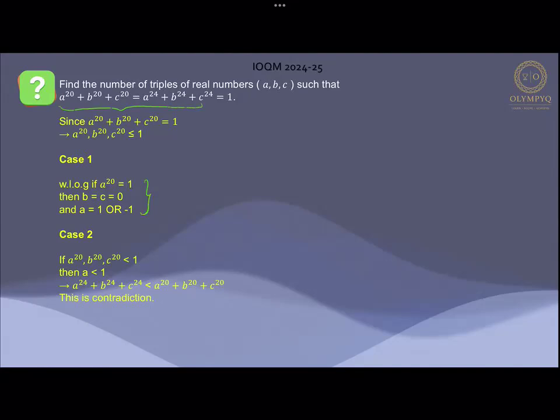So we can see that there will be 6 cases that can be framed from here, and those 6 cases will be (plus minus 1, 0, 0), the next one (0, plus minus 1, 0), and the next one (0, 0, plus minus 1). So the final answer for this question has to be equal to 6, and the same has been mentioned by the IOQM final answer key as well.